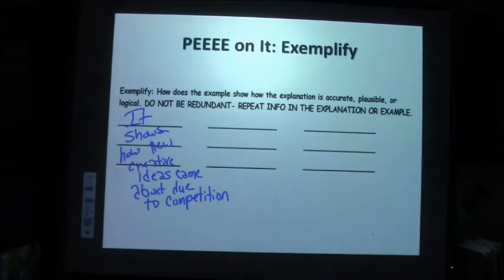So it shows how new creative ideas came about due to competition. So that's how I would tie all of that together. That's how does it exemplify? How does my story about Quiz Bowl exemplify that ingenuity is fostered by competition? That's it. That's what I would say.